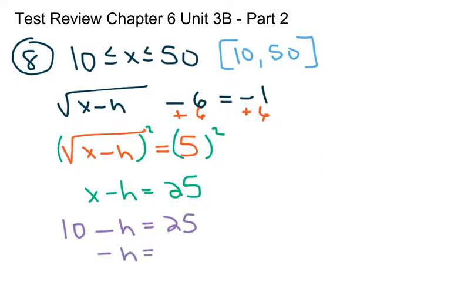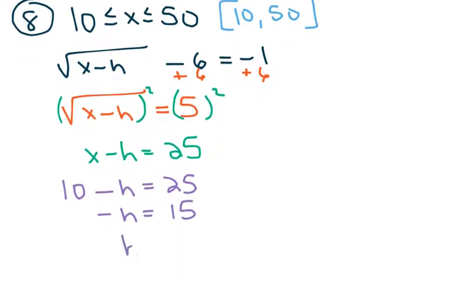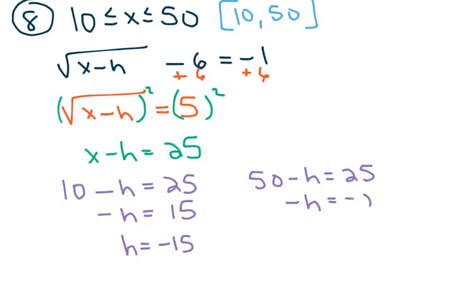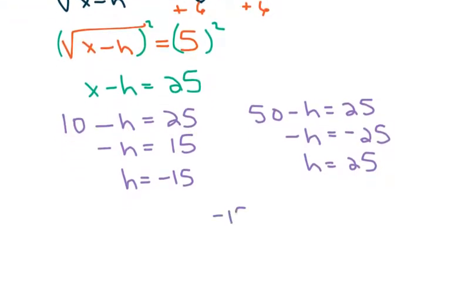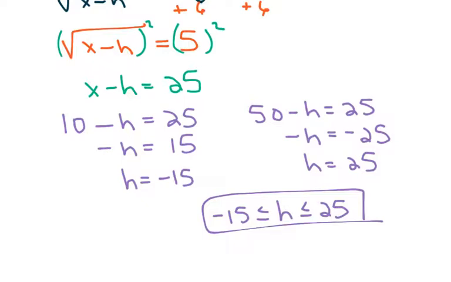So I'm going to subtract 10. And that minus sign in front of the h is like a -1, so I'm going to divide by -1. So I'm going to find out that h could be as low as -15. And then I'm going to plug in 50 for x and find out what my high end is. I'm going to subtract 50. Let's see. -20. And then I'm going to divide by -1. I get 25. So it's going to turn out that I want h to be between -15 and 25 in order for this equation to be true for x values between 10 and 50.